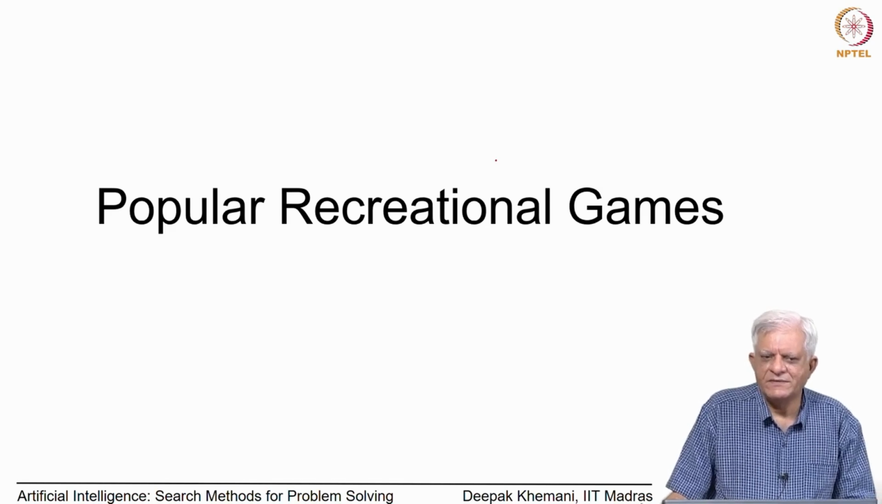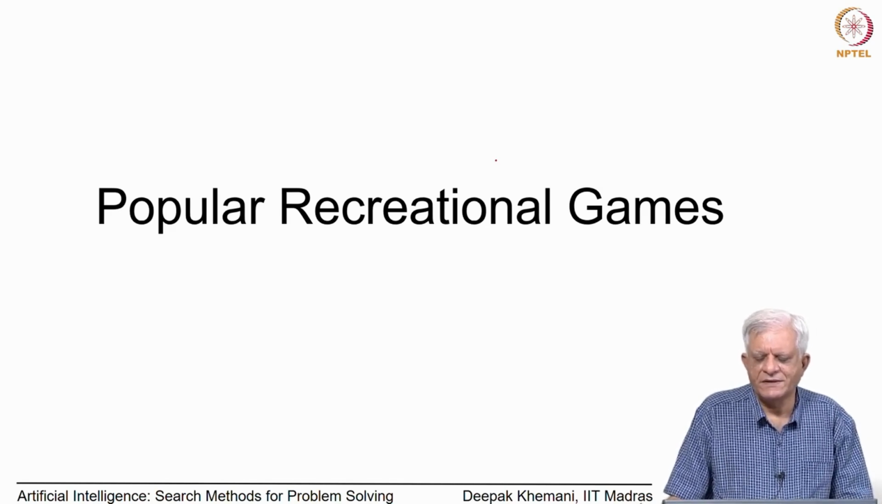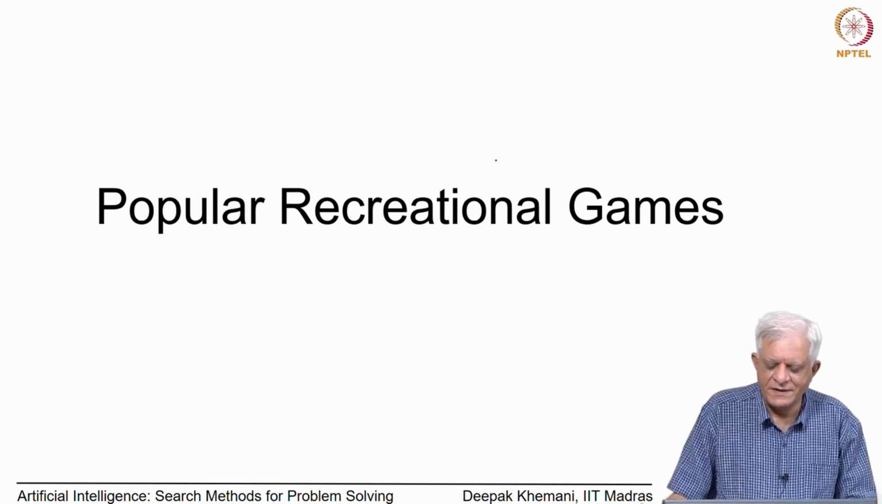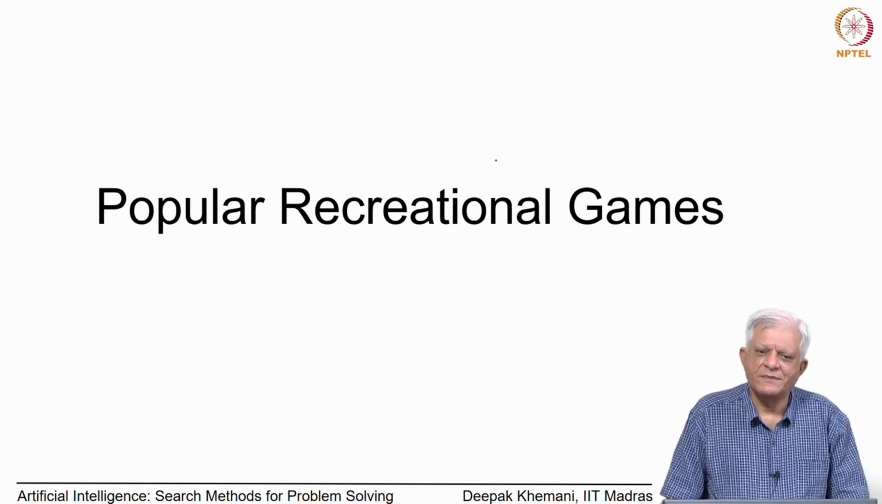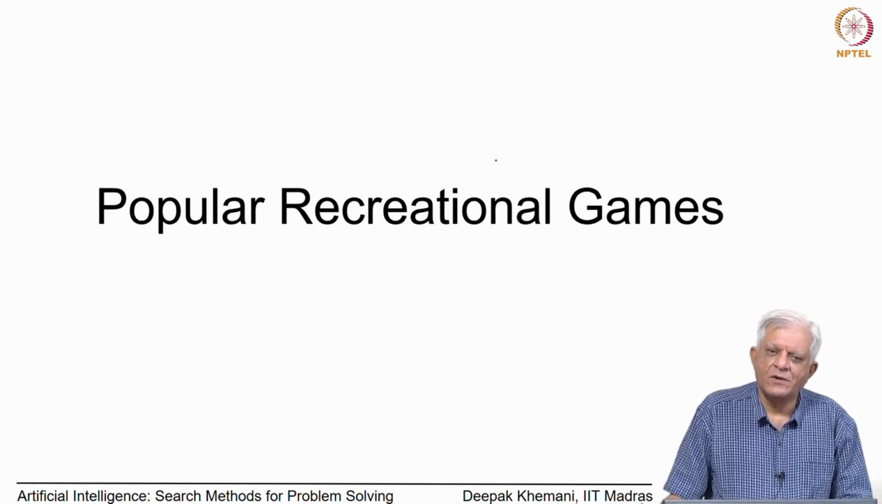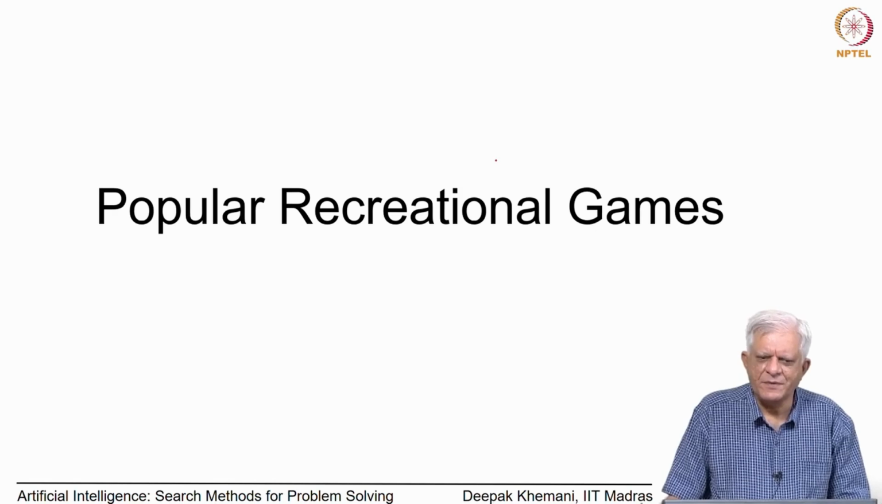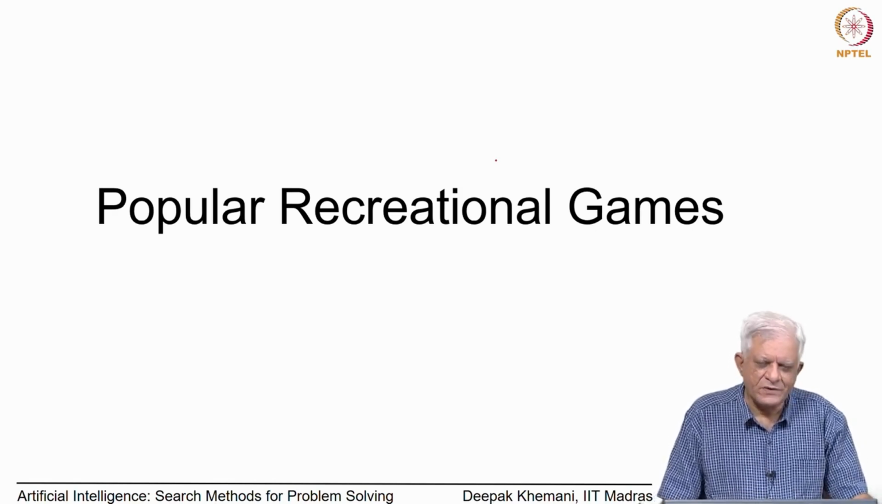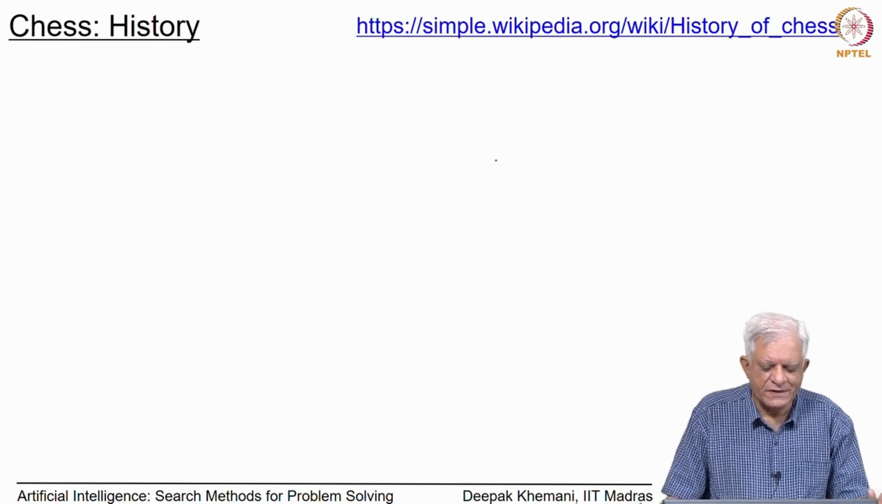Chess has been one of the most popular games in computer science. Ever since computers began, people have been talking about programming chess, because for a long time chess was considered to be a hallmark of intelligent behavior, and people said that if you are a good chess player, you must be intelligent. So, let us look at the history of chess to start with.